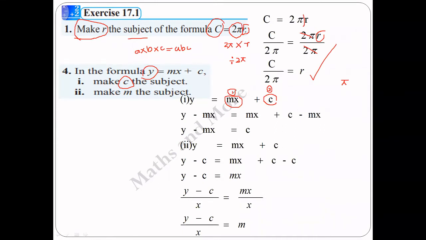Mx is added to c. To remove this plus mx, you have to subtract mx. Subtract mx from both sides. So put minus mx to both left and right. The inverse operation of adding mx is subtracting mx. Cancel out this mx with this minus mx. So c will remain on the right hand side.